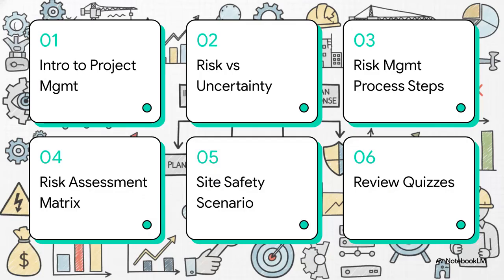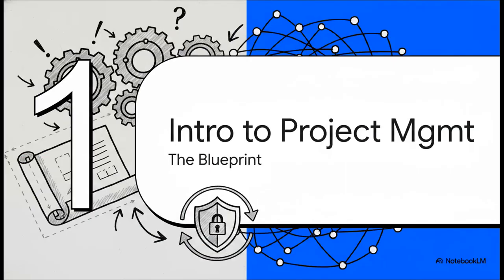Here is our visual syllabus for today. 1. Intro to project management. 2. Risk versus uncertainty. 3. Risk management process steps. 4. The risk assessment matrix. 5. Site safety inspection scenario. And finally, 6. Subtopic review quizzes.